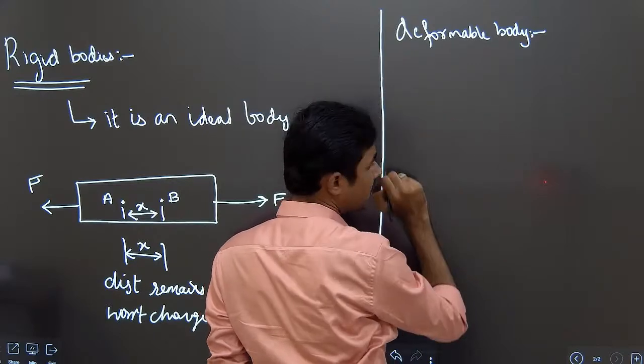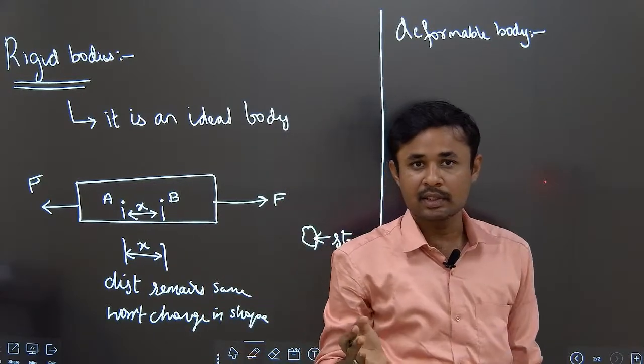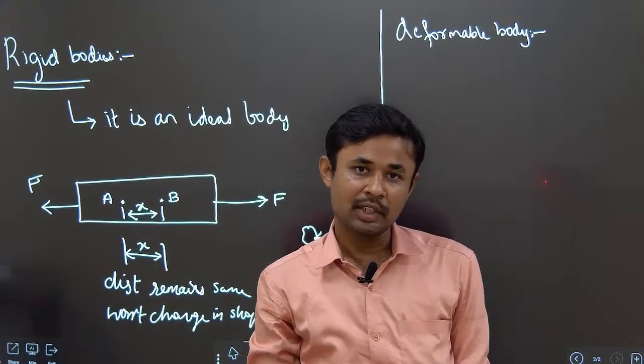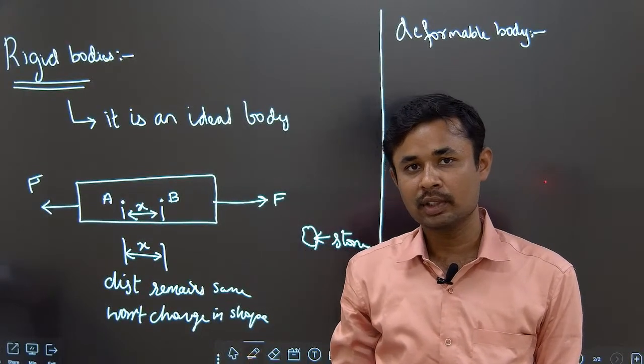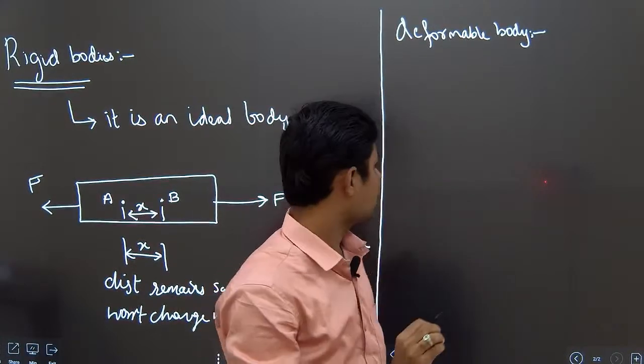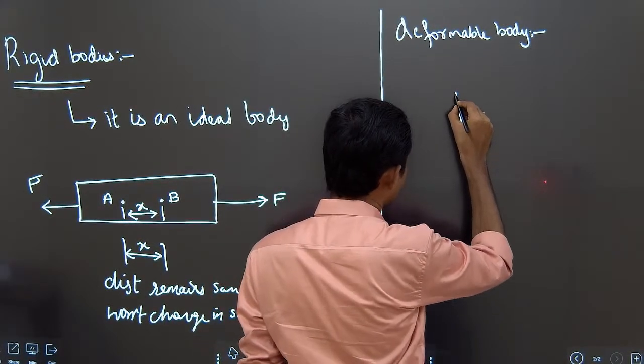A body which changes its dimension and its shape when subjected to forces is said to be a deformable body. For example, now see the explanation.